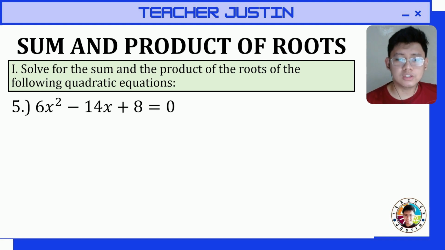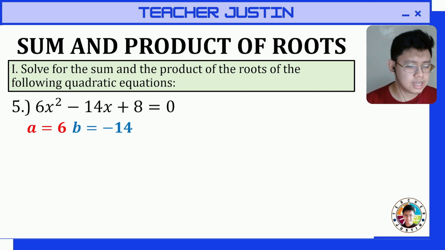Let's solve for the sum and the product of the roots of this quadratic equation. 6x squared minus 14x plus 8 is equal to 0. So, ang first step natin pag kukunin yung sum and product of the roots from our quadratic equation is make sure that our quadratic equation is written in standard form. So, since naka-standard form na tong ating quadratic equation, our next step is to identify the values of A, B, and C.